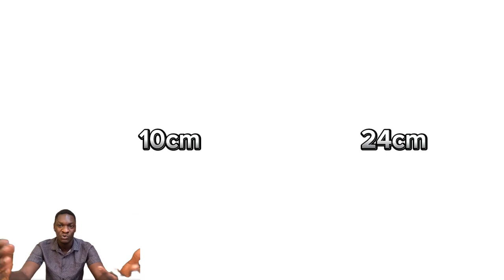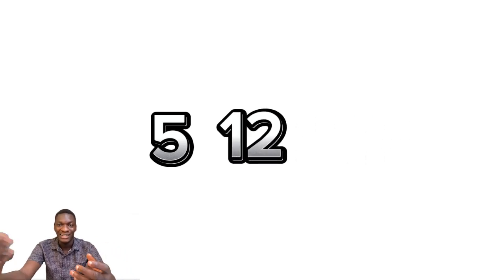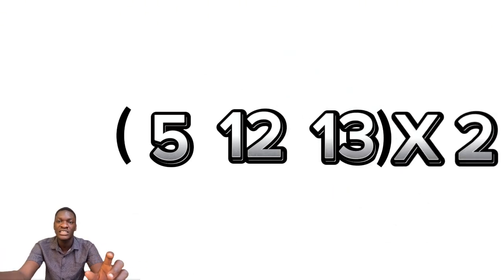What number can go into 10 and 24? Yes, 2. So I divide 10 and 24 by 2. Dividing 10 by 2, I get 5. Dividing 24 by 2, I get 12. 5, 12, and another number form a Pythagorean triple. We know that already. We should know some of these basic Pythagorean triples offhand. So we know that 5, 12, 13 is a Pythagorean triple. Now, since I divided by 2, I can multiply it by 2 again to get the original Pythagorean triple. So if I multiply 5, 12, 13 by 2, I get 10, 24, 26.